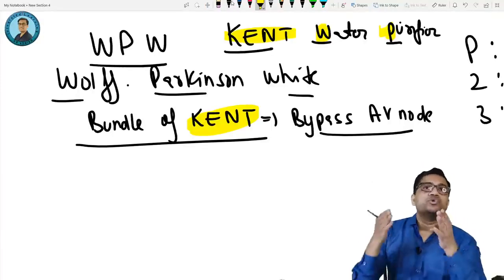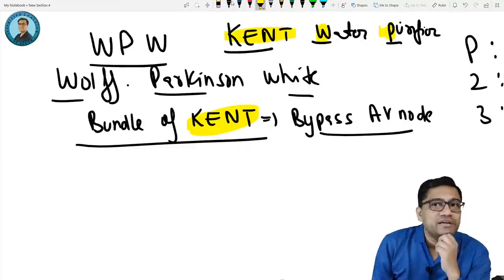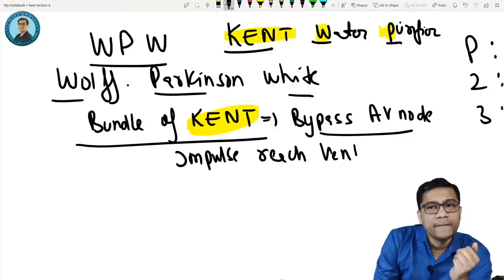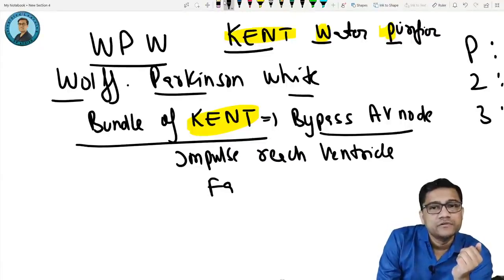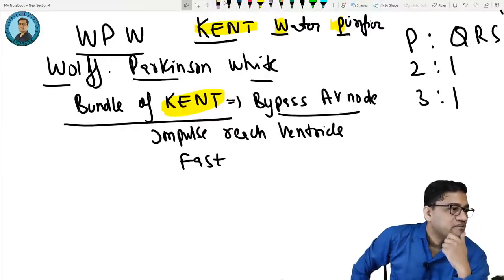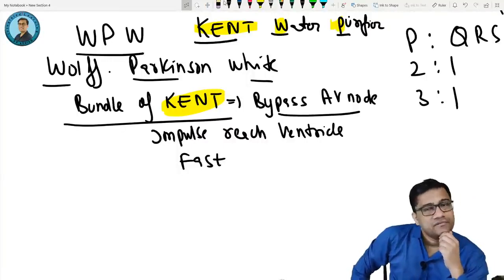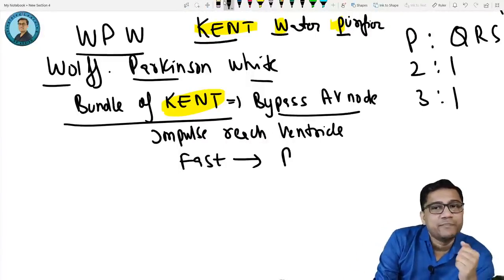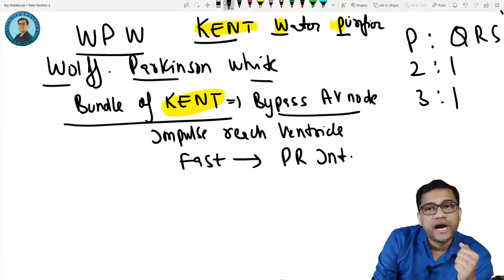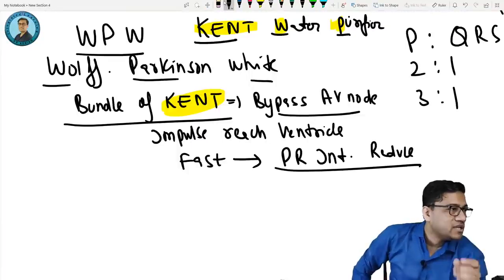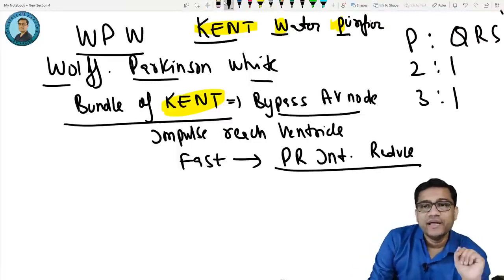Now, if you go through the AV node, you will take time to reach the ventricle. If you bypass the AV node, what happens? The impulse reaches the ventricle fast. Are you getting the idea? So, the impulse reaches the ventricle very, very fast. Are you clear? I'll revise in the end, okay? If it reaches very fast, the PR will reduce. So, the PR interval will fall short or reduce. Is it clear? Less than 0.12.